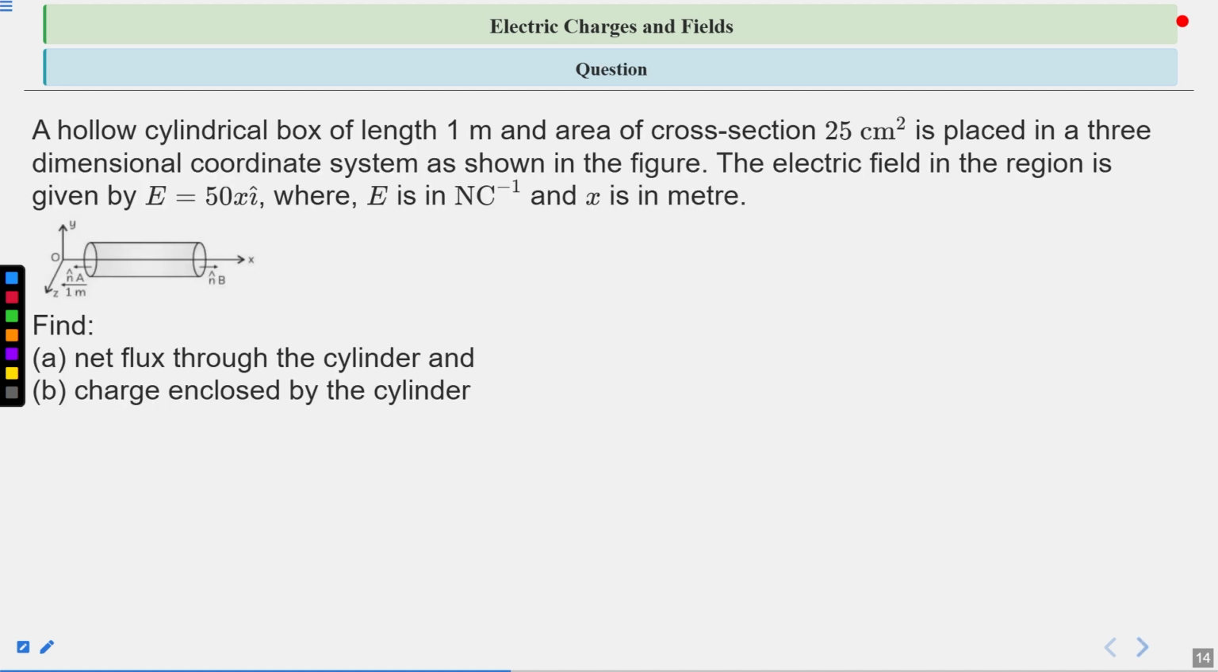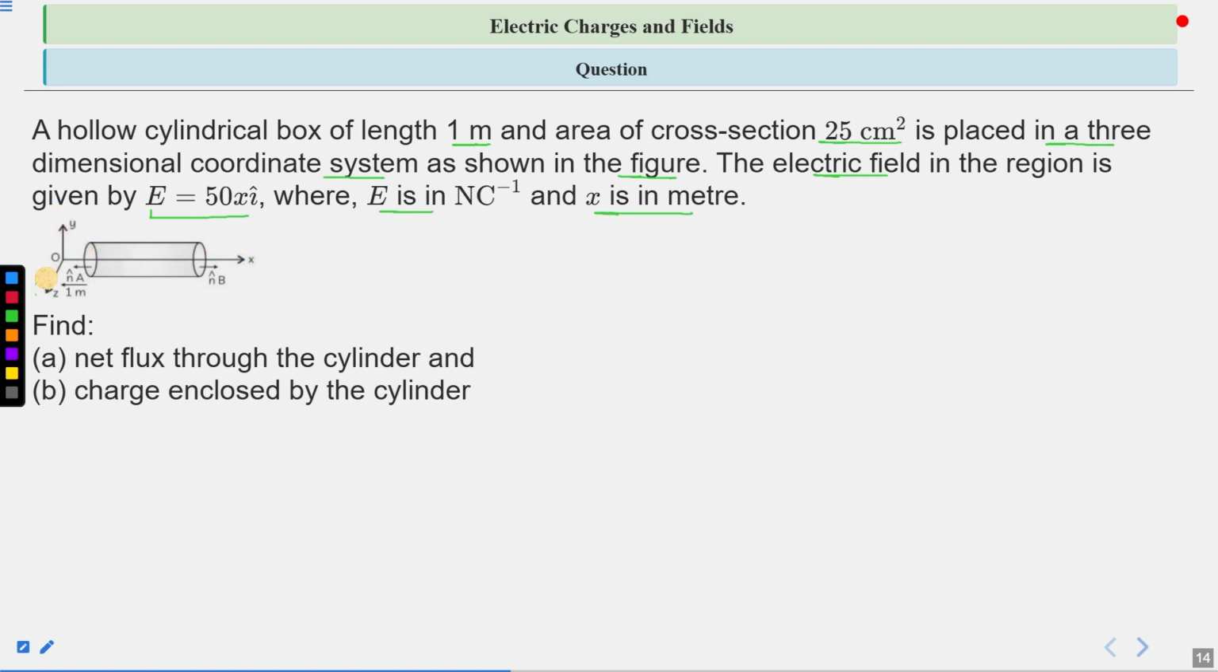A hollow cylinder box of length 1 meter and area of cross section 25 centimeter square is placed in a three-dimensional coordinate system as shown in the figure. Look at the figure. This is the three-dimensional coordinate system: x-axis, y-axis and z-axis, and the origin is O. The electric field in the region is given by E = 50x i cap, where E is in Newton per Coulomb, x is in meter.